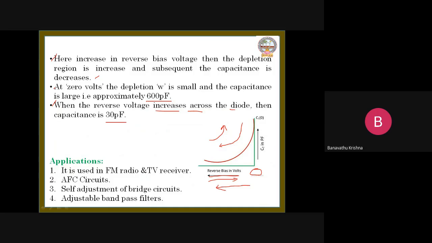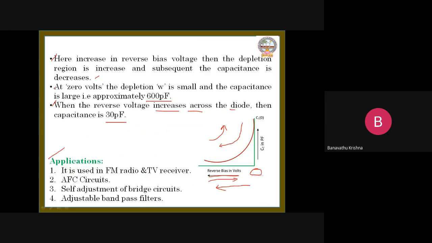So this is the basic concept of the Varactor diode. Here, the capacitance is varied by increasing or reducing the reverse bias voltage. It is a voltage variable capacitance. If you change the voltage, then the variation occurs in the junction capacitance.